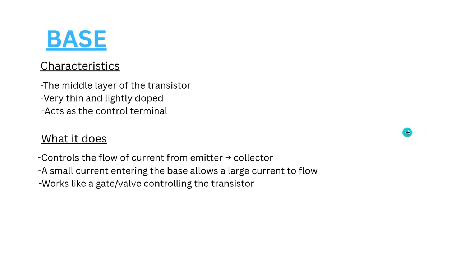Let's talk about the base. The characteristics: it is the middle layer of the transistor, very thin and lightly doped, and acts as the control terminal. What does it do? It controls the flow of current from emitter to collector. A small current entering the base allows a large current to flow. It works like a gate or valve controlling the transistor.